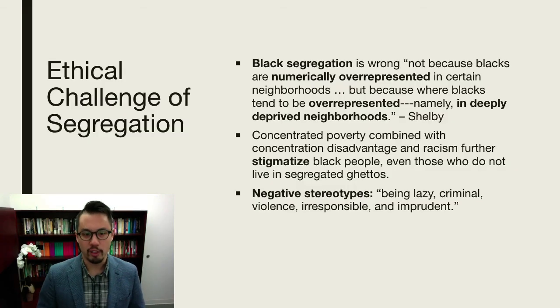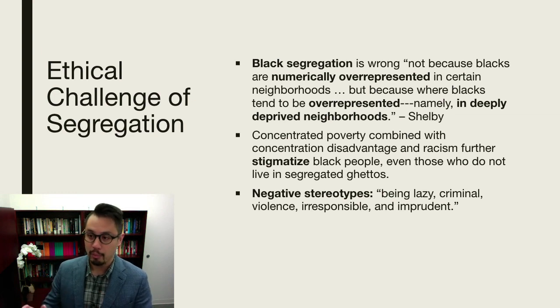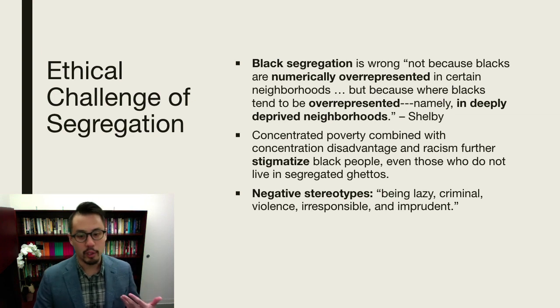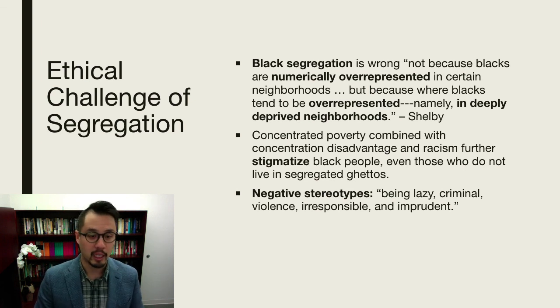So according to this account of justice, apart from the history of discrimination, mistreatment, as well as intimidation that has led to segregated neighborhoods, Black segregation is wrong not because Blacks are numerically overrepresented in certain neighborhoods, right? Not because of how many Black people there are in the neighborhood, but because where Blacks tend to be overrepresented, namely in deeply deprived neighborhoods. In other words, segregation is problematic because of the concentrated poverty as well as the concentrated disadvantage that are present in segregated Black neighborhoods.